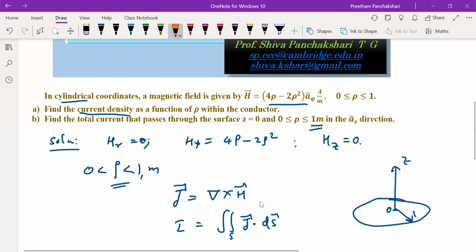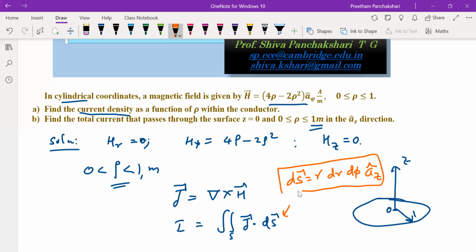And we can write an equation for ds here itself. That is, the direction of ds is a cap z. So among the 3 variables, z is fixed for the direction. So the remaining 2, that is rho and phi, become variables. One rho will be there always. So this is going to be your differential surface area.